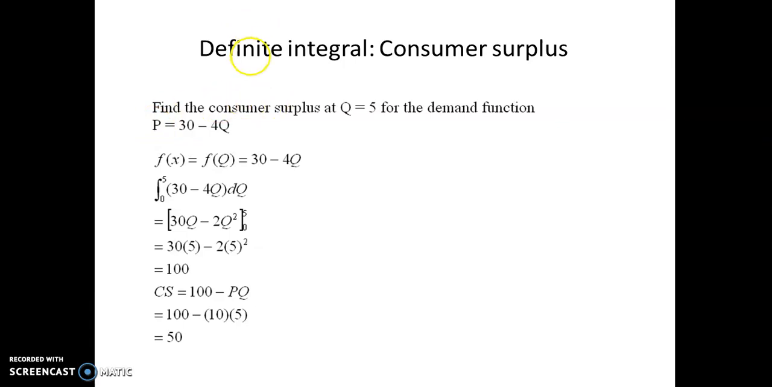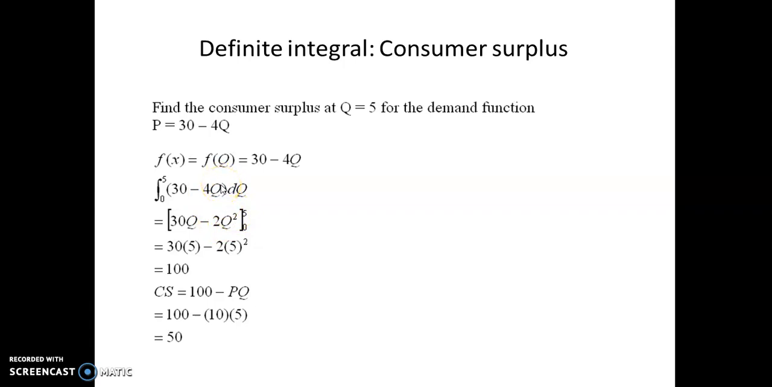Now, to use definite integrals to solve for the consumer surplus, I need to integrate this demand function f of q. So I'm going to place it in brackets between my integral sign, between the lower and upper limit, and between dq. So I first need to integrate this. So therefore, this is simply going to be 30q, and it's going to be minus 2q squared. Remember, q is raised to the power of 1.